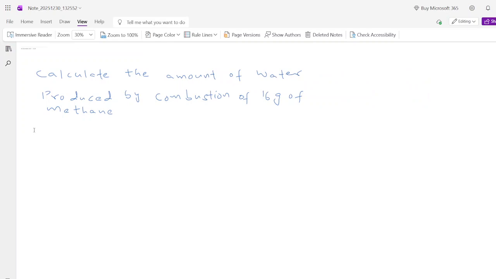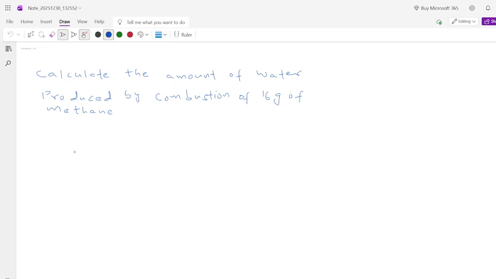The question is: calculate the amount of water produced by the combustion of 16 grams of methane, children. So what are we going to do here? First of all, we'll write the equation for combustion of methane. Combustion of any hydrocarbon will give two products, that is carbon dioxide and water.